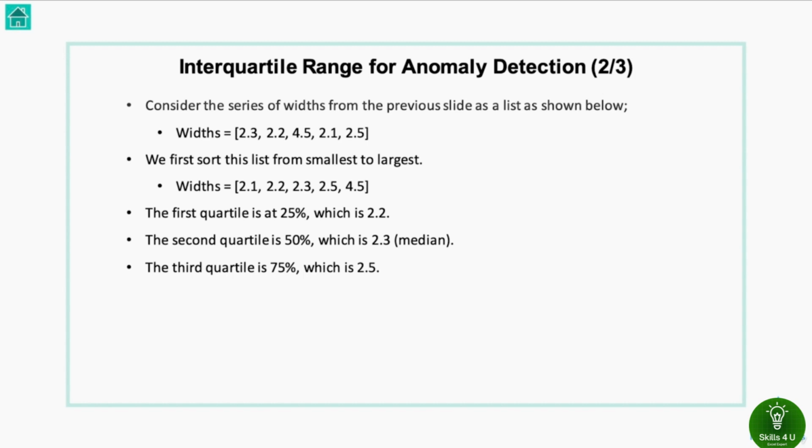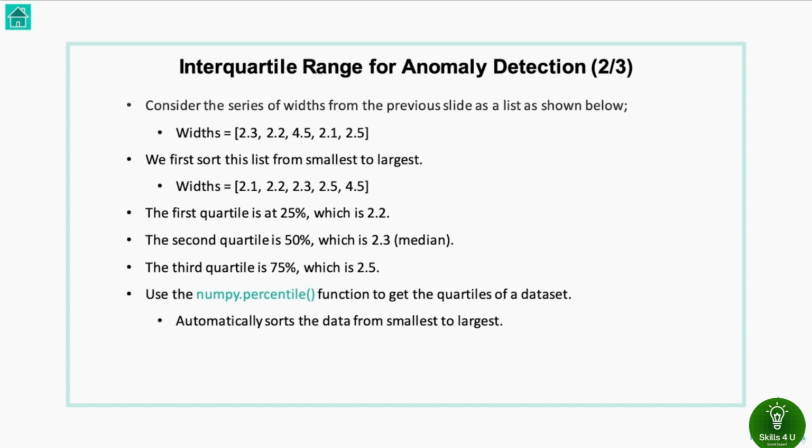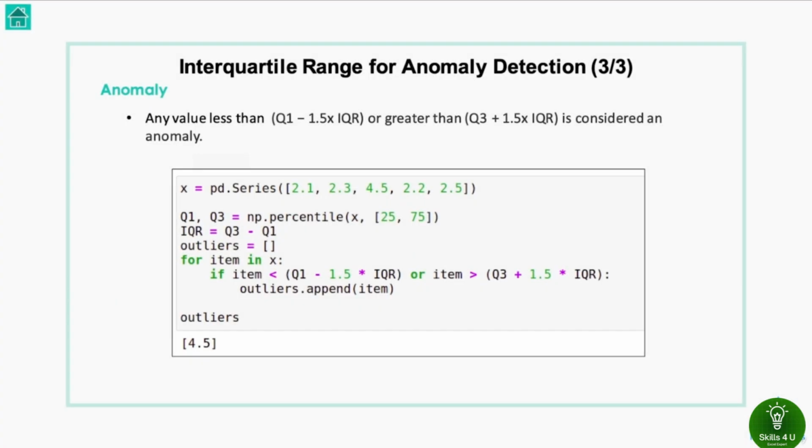The interquartile range is the difference between Q3 and Q1. We can compute quartiles in Python using the percentile function available inside the NumPy library, which also sorts the data automatically before computing the quartiles. Any value in the data that is less than Q1 minus 1.5 times IQR or bigger than Q3 plus 1.5 times IQR is regarded as an anomaly.